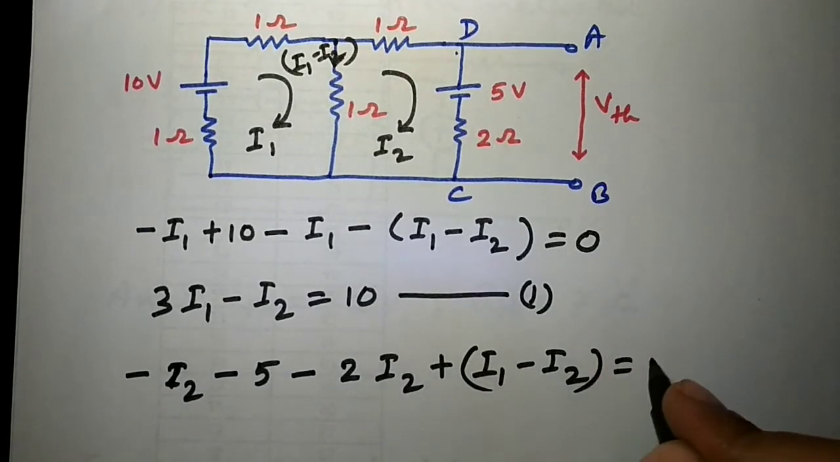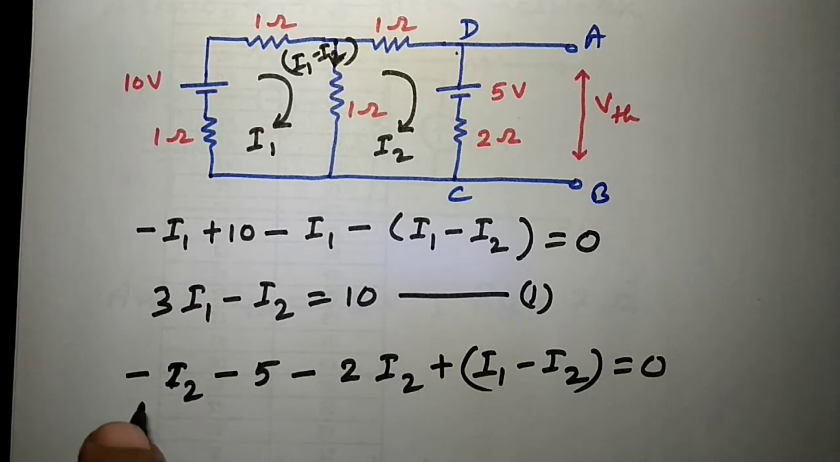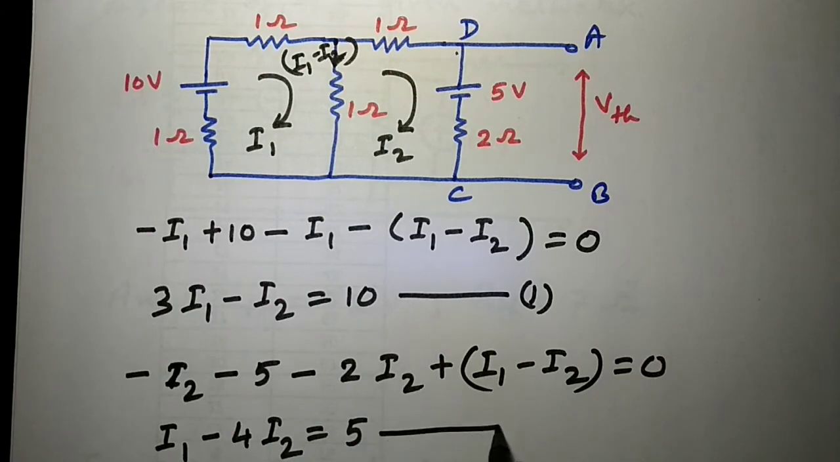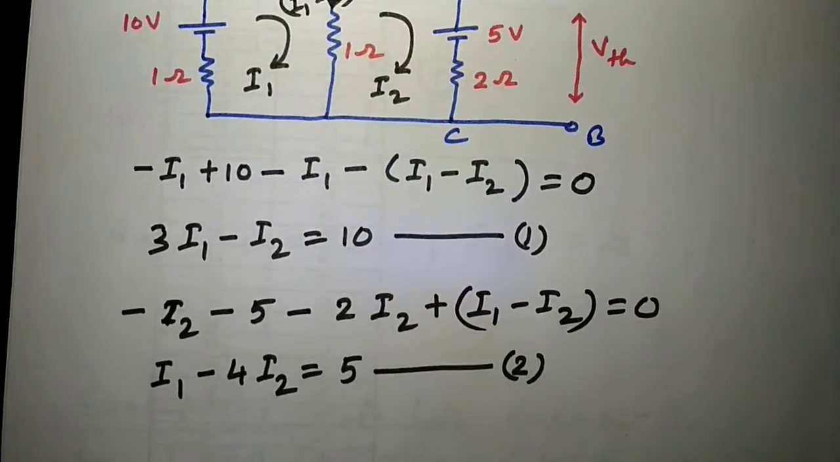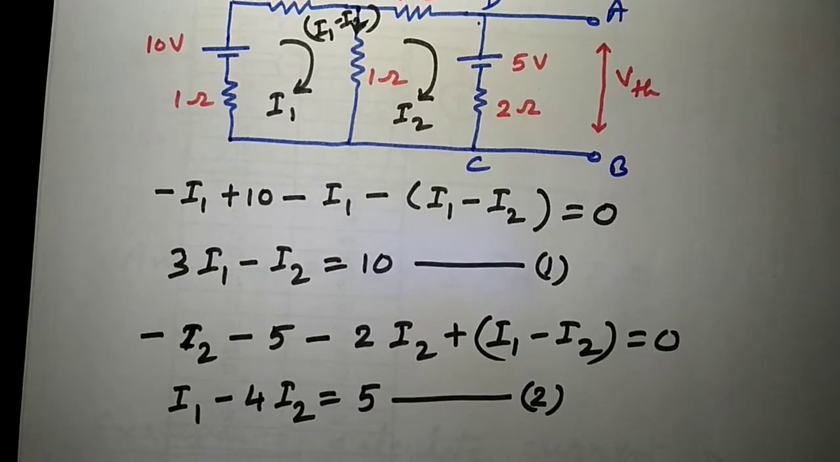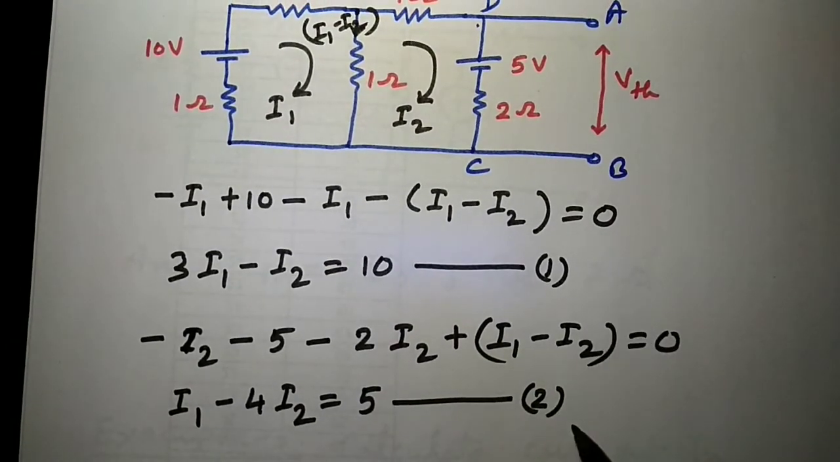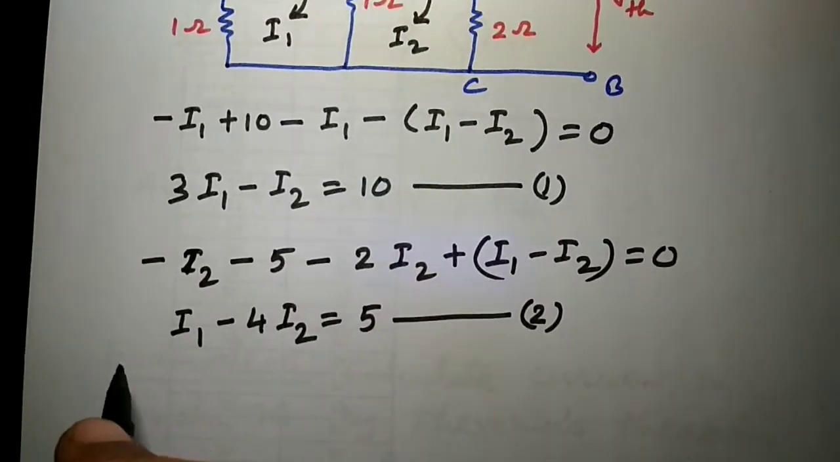And it will be equal to 0. So after simplification, the equation will become I1 minus 4I2 is equal to 5. Equation number 2. Now solve equation number 1 and equation number 2, so we will get the values of I1 and I2.